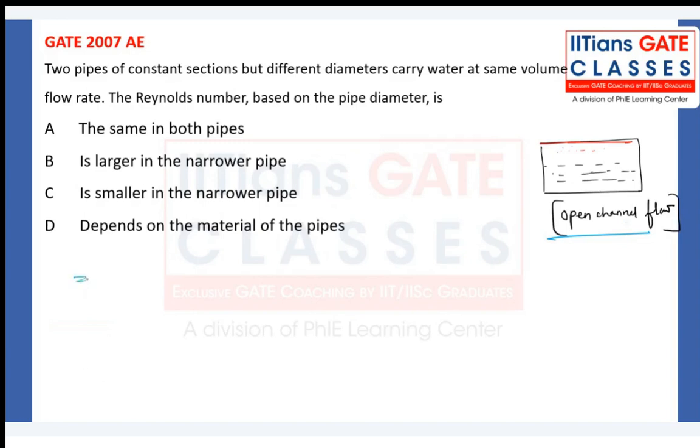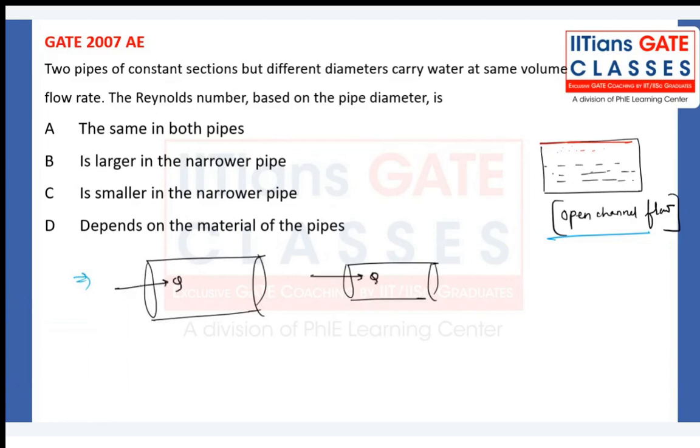Now here in this question, what will you think? The two pipes of different diameter carry the same flow rate Q and Q. The Reynolds number based on the pipe diameter will be what?